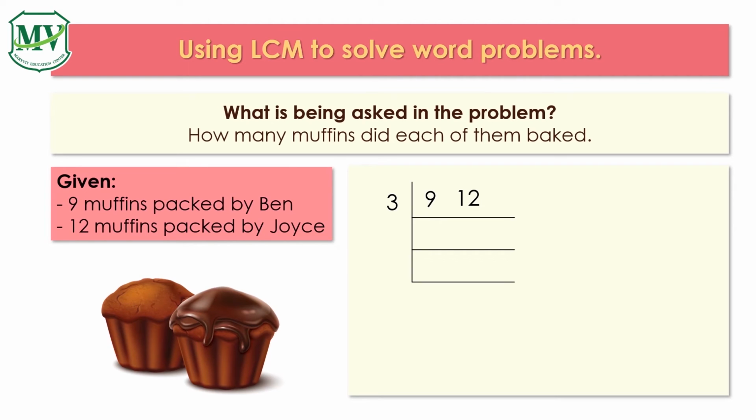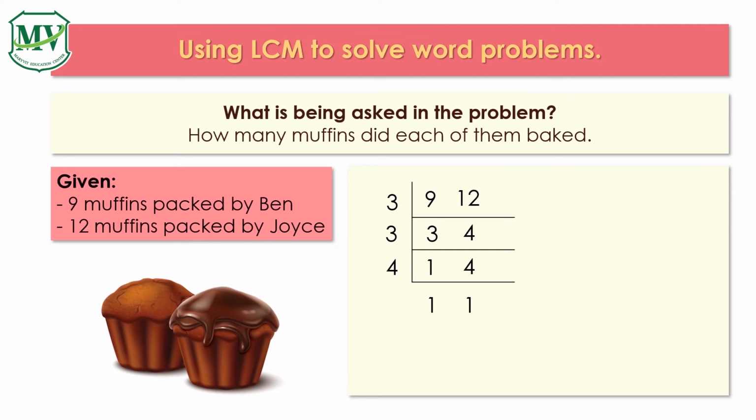9 divided by 3 is 3. 12 divided by 3 is 4. To make the quotient into 1, let's divide it with the same number. 3 divided by 3 is 1. Bring down 4. Let's divide with 4. Bring down 1. 4 divided by 4 is 1.